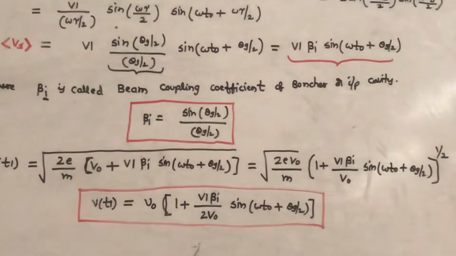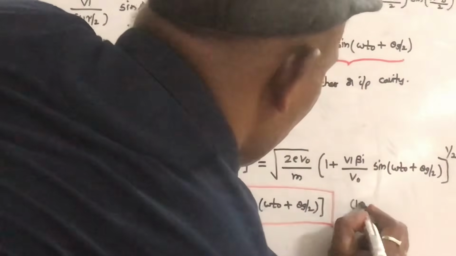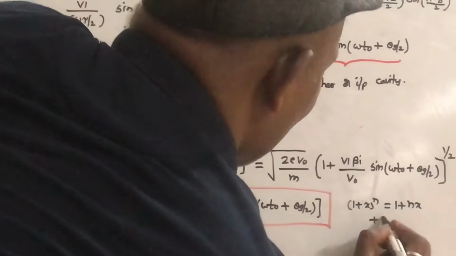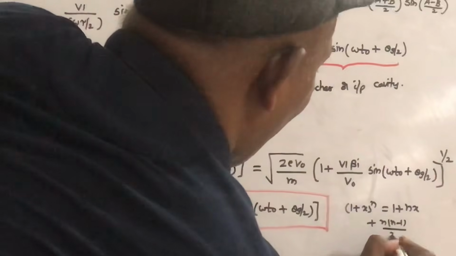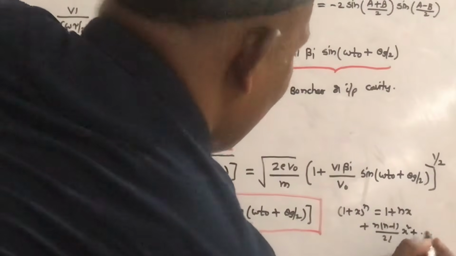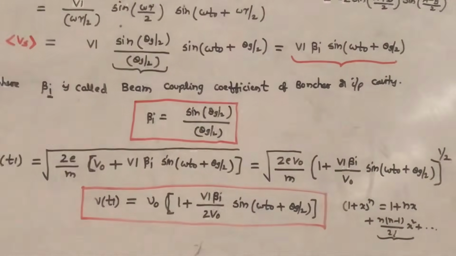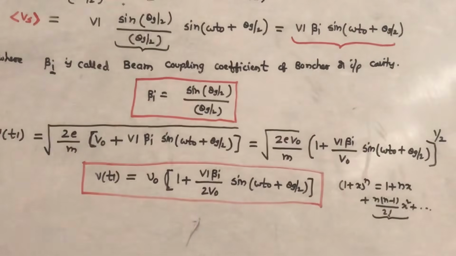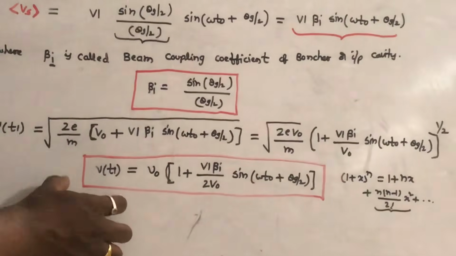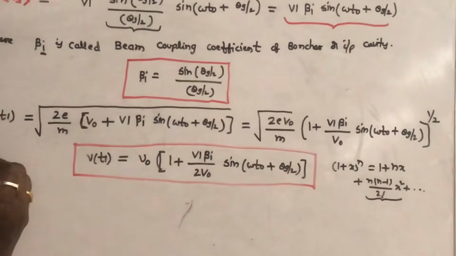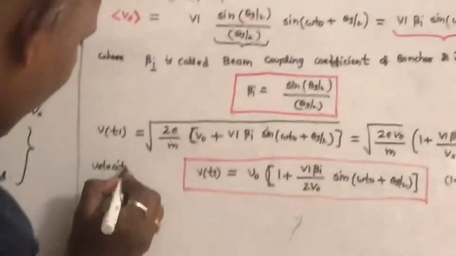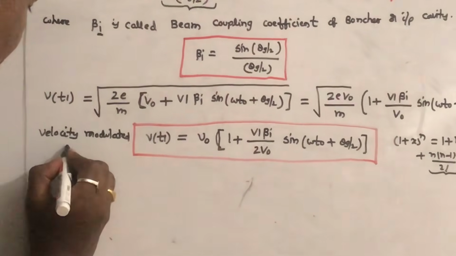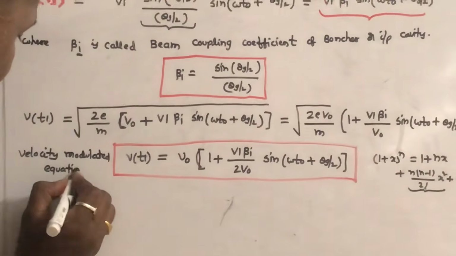Here we have used the formula 1 plus x whole power n from binomial expansion, which is 1 plus nx plus n into n minus 1 by 2 factorial into x square plus so on. Neglect higher order terms because V1 is much less than V0. So this is the velocity modulation equation, very important. It is called the velocity modulated equation, a very simple equation.